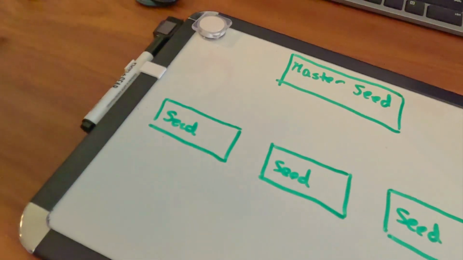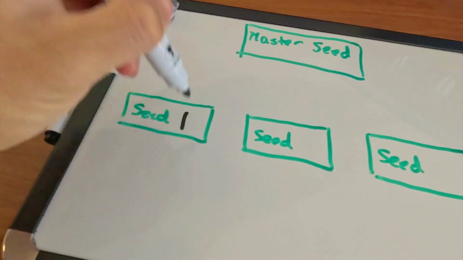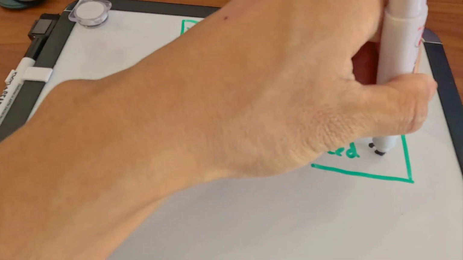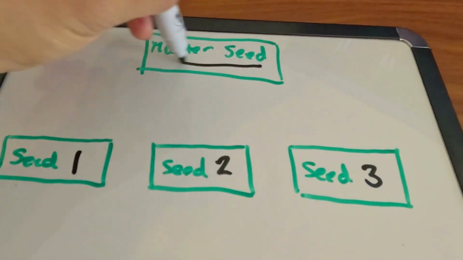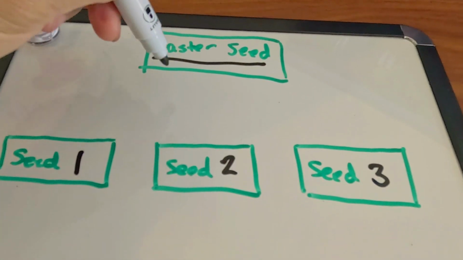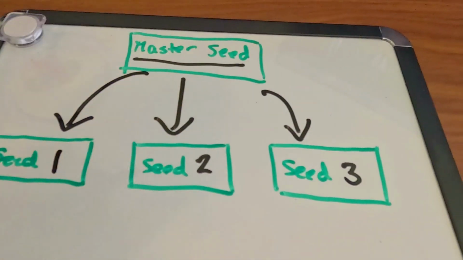So Shamir Secrets is for backups. What does that mean? Let's take a look at the whiteboard. So here is where I have the master seed, and below that we have seed 1, seed 2, and seed 3. So what Shamir Secret does is basically take your seed and split it up into multiple shares. So in this example, we have 3 shares.